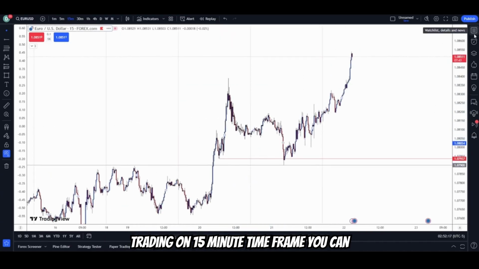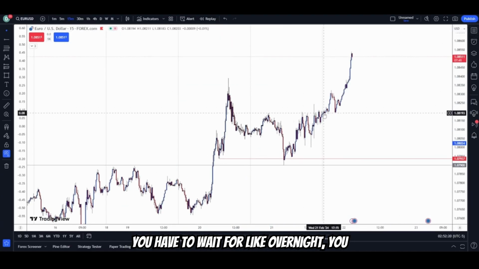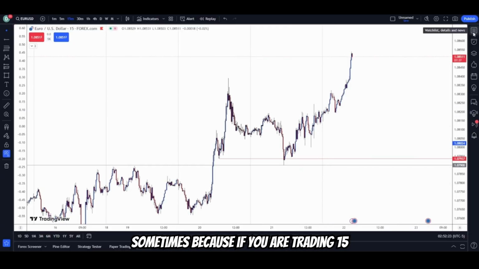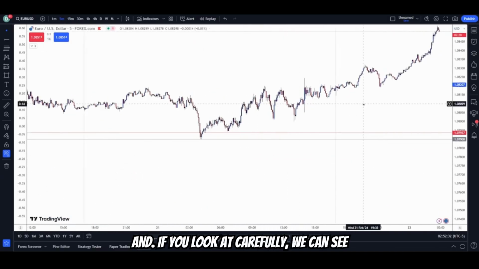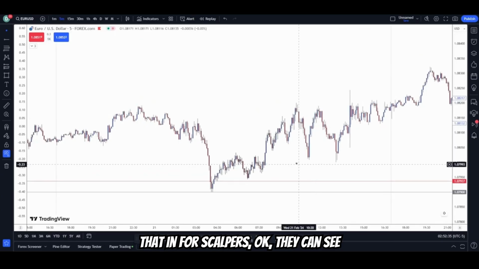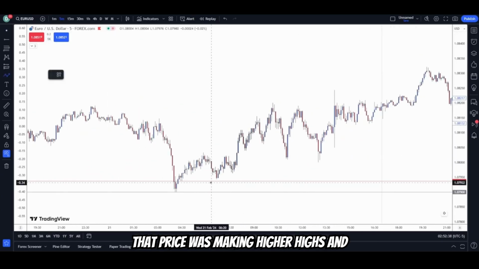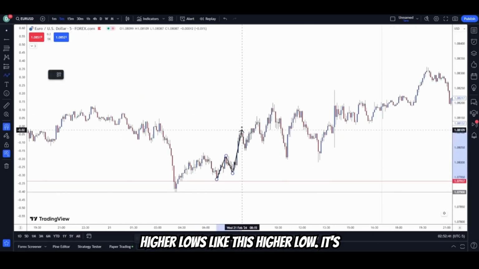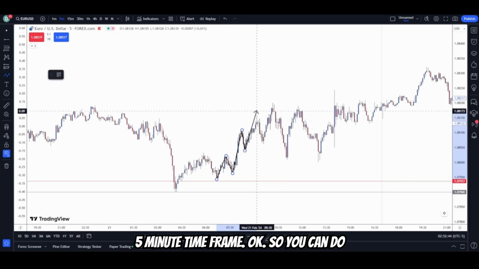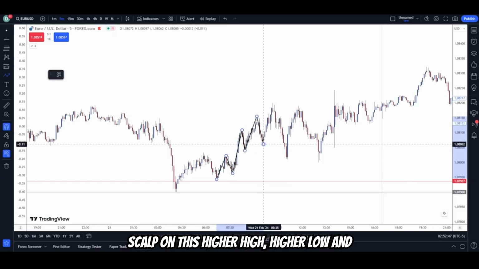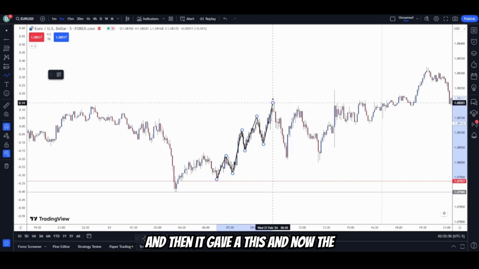And if you're trading on the 15-minute time frame, you have to wait, sometimes holding trades overnight. But if you want to scalp, you can do scalping also with this strategy. If you look carefully, scalpers can see that price was making higher highs and higher lows like this. It's the 5-minute time frame, so you can scalp on this: higher high, higher low, and then another higher high right over here. And then it gave us this.